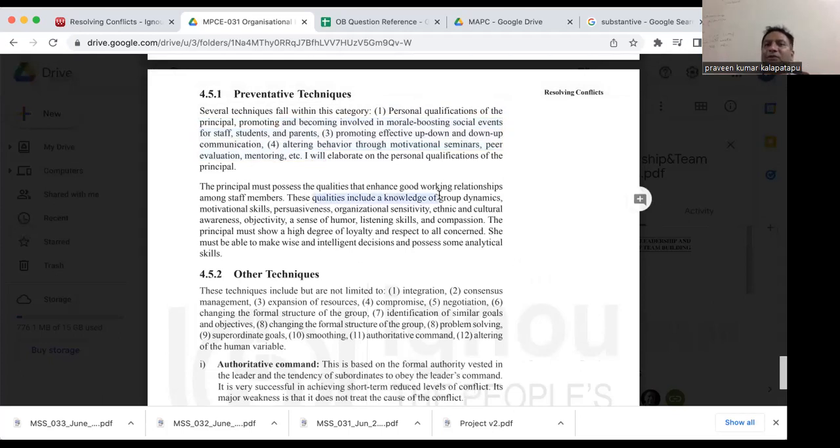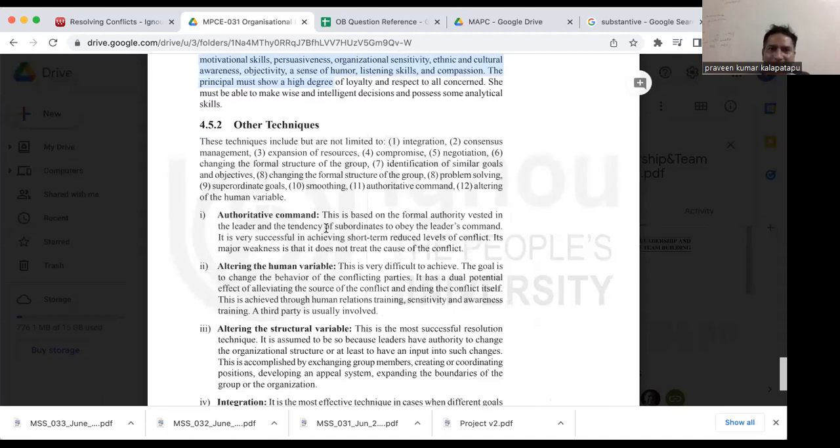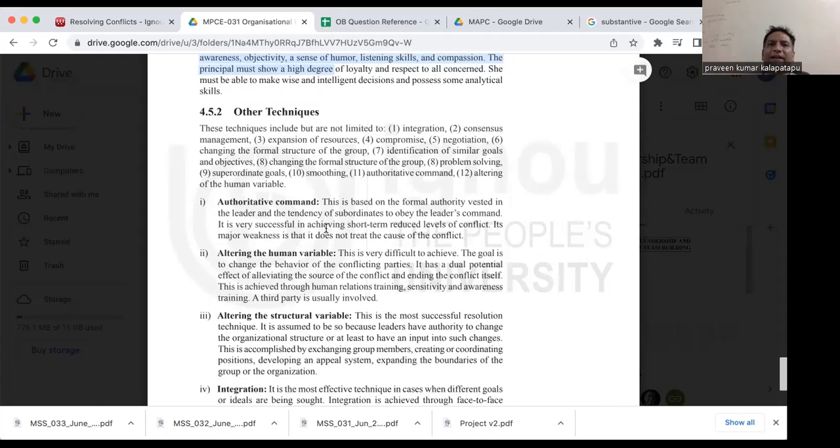These qualities include knowledge of group dynamics. You possess the qualities that enhance good working relationships. So these qualities are something that I just spoke about, right? You need to have that knowledge of group dynamics, motivational skills, etc. Sense of humor, thinking broadly, being positive, and all those things. So those things would actually prevent the conflict altogether. Okay, so what are the other techniques?